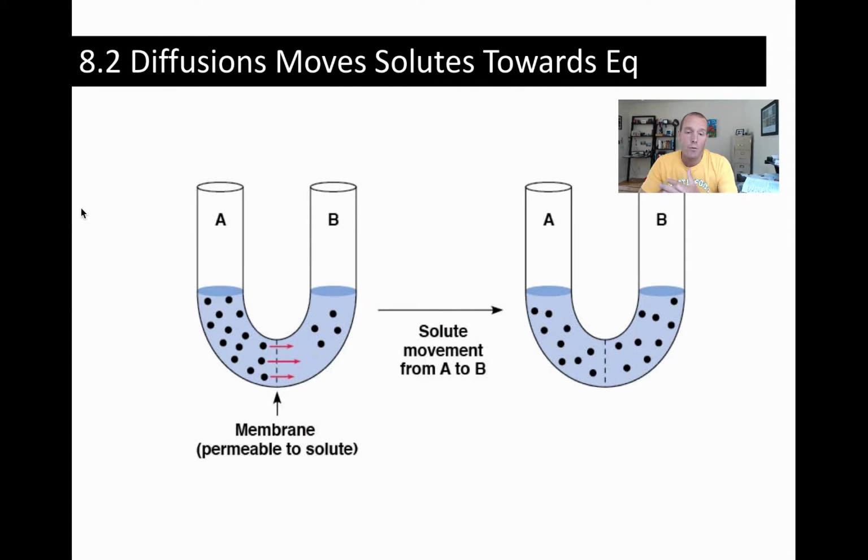So diffusion will always tend to create a uniform solution in which the concentration is the same everywhere. Solutes will move toward a region of lower concentration from a region of higher concentration until the concentrations are equal. And so that's a long-winded way of saying that diffusion is always movement towards equilibrium, towards the lowest possible free energy state of the system.